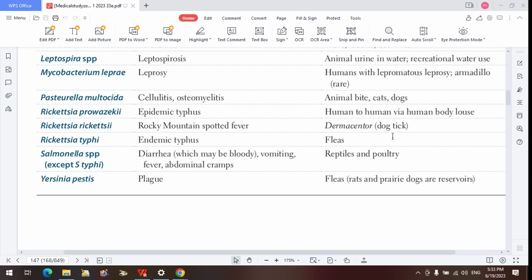The rash is going to be centripetal. It starts from the ankle, the distal part of the lower extremity, and from the wrist, the distal part of the upper extremity, and moves inward to the trunk. Sorry, centripetal, because they are moving from the extremity inward to the trunk. When it gets to the trunk, it also spreads from the wrist to the palm, and from the ankle to the sole.